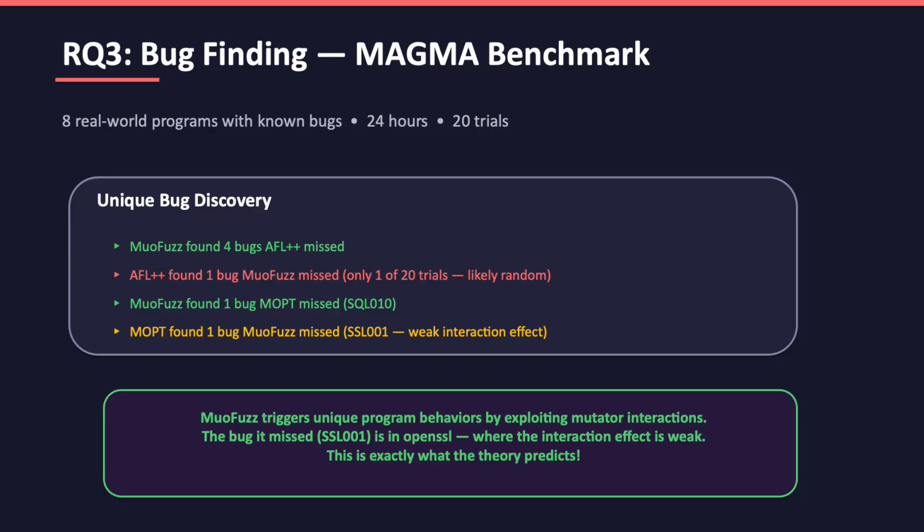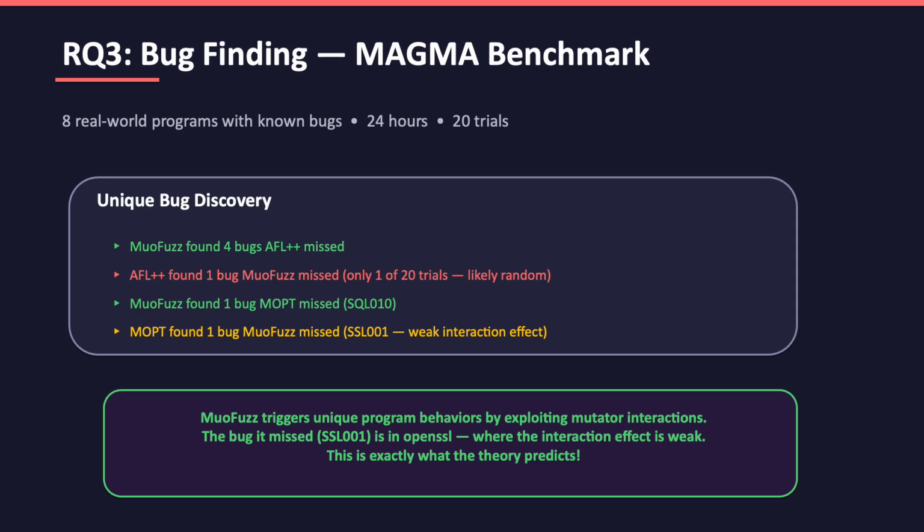Coverage is great, but the real goal of fuzzing is finding bugs. The authors use the Magma benchmark, which contains real-world bugs that have been manually ported to the latest versions of 8 programs. The results: MoFuzz found 4 bugs that AFL++ missed entirely. AFL++ found only 1 bug that MoFuzz missed, and that one was found in only 1 out of the 20 trials. So it was likely just lucky randomness.